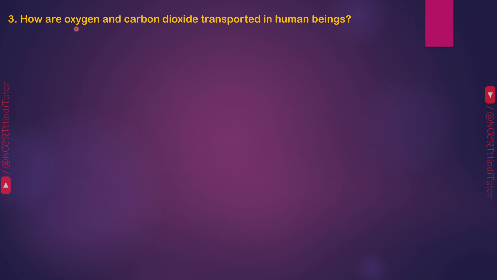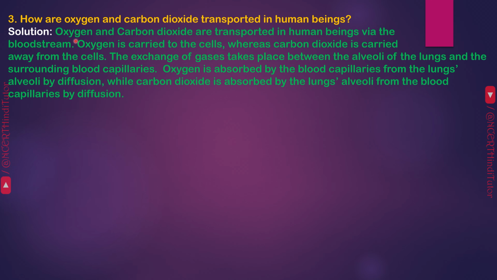Question 3. How are oxygen and carbon dioxide transported in human beings? Answer. Oxygen and carbon dioxide are transported in human beings via the bloodstream. Oxygen is carried to the cells, whereas carbon dioxide is carried away from the cells. The exchange of gases takes place between the alveoli of the lungs and the surrounding blood capillaries. Oxygen is absorbed by the blood capillaries from the lung alveoli by diffusion, while carbon dioxide is absorbed by the lung alveoli from the blood capillaries by diffusion.